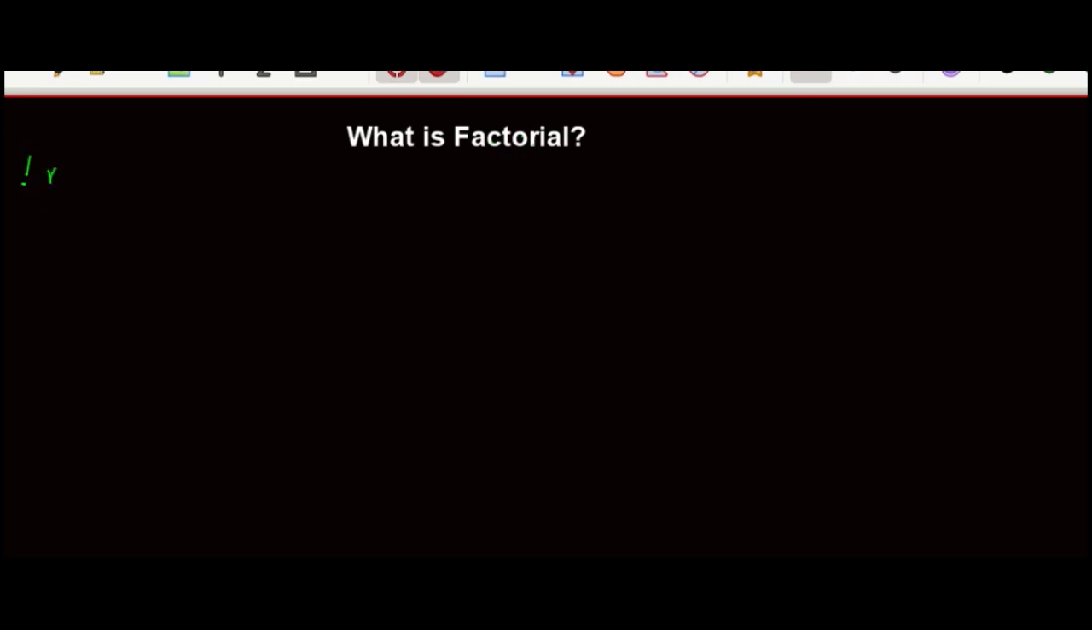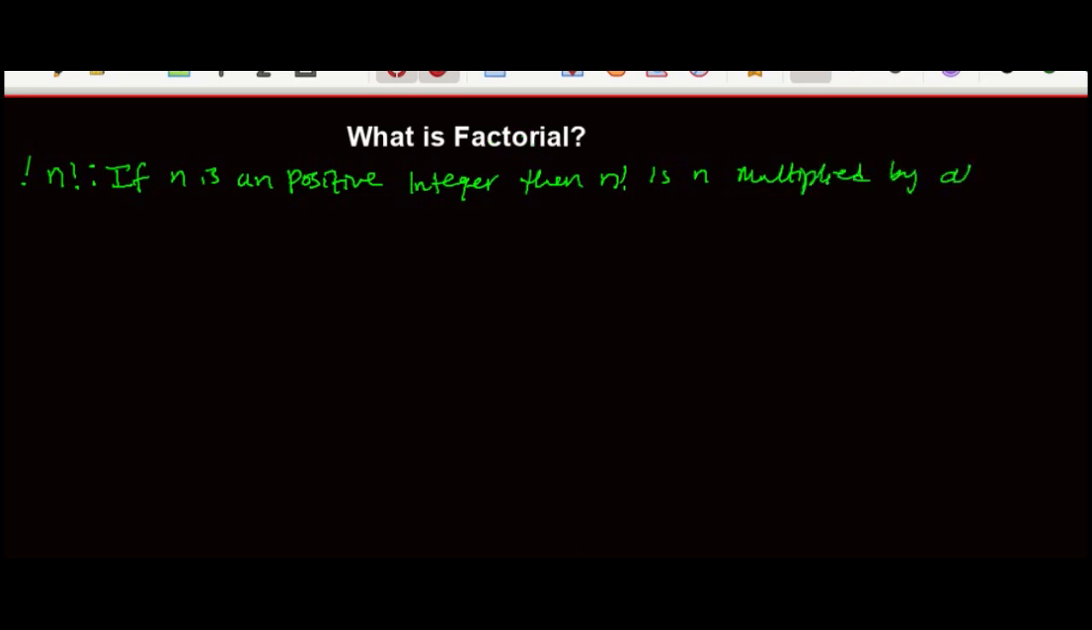or to say n factorial. This symbol is called factorial, and n factorial simply means that if n is a positive integer, then n factorial is n multiplied by all the smaller positive integers.